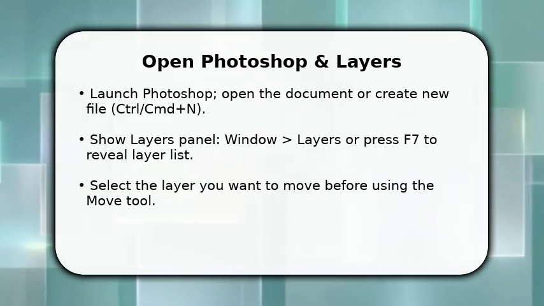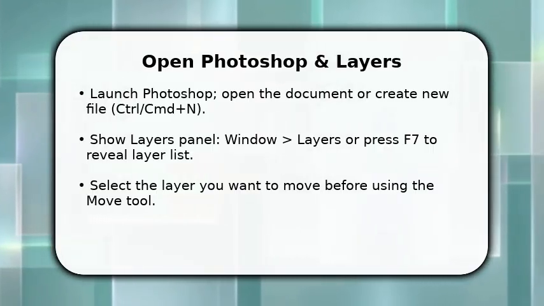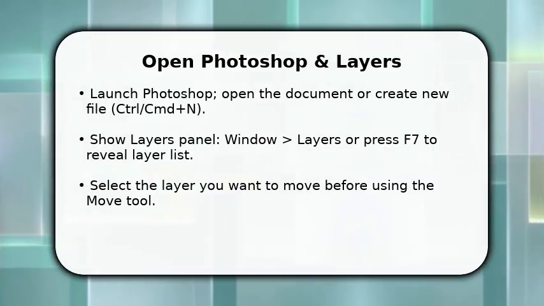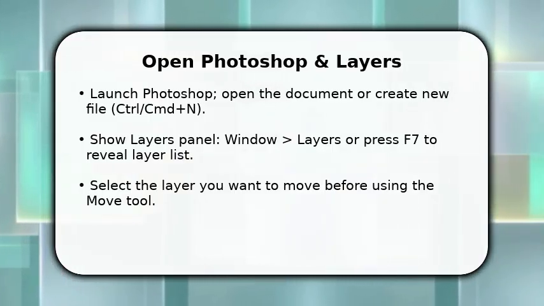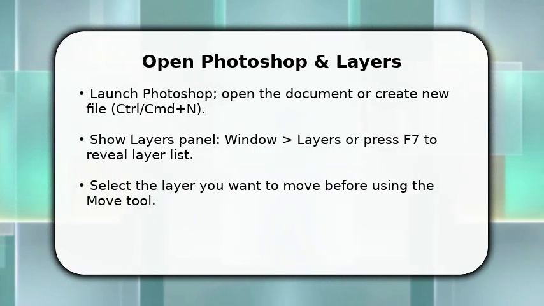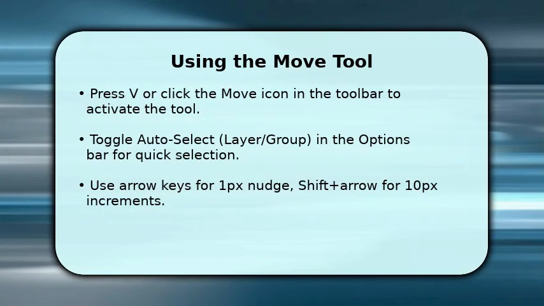Once done, note whether Auto Select is enabled. That changes behavior. Now switch to the Move tool by pressing V or clicking the Move icon. This is the first actionable step toward repositioning elements. With the Move tool active, you can click and drag to reposition content.